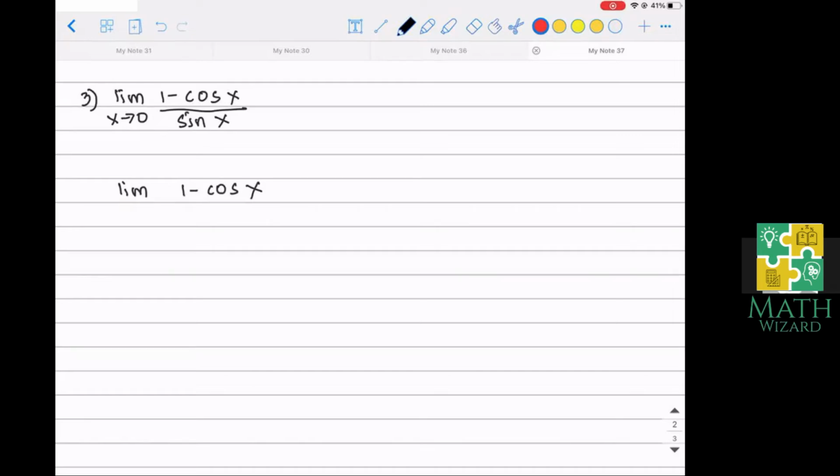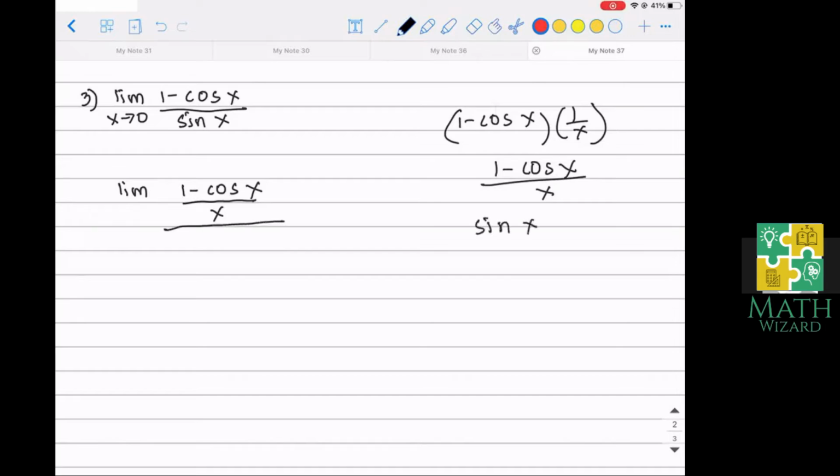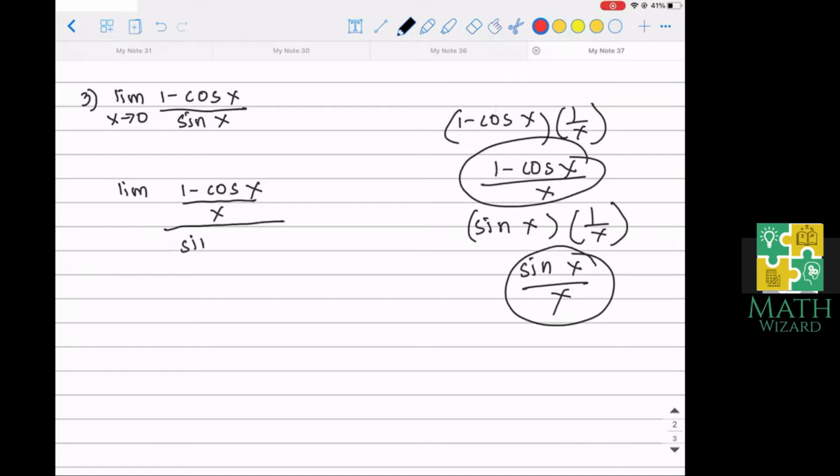When we multiply by 1 over x, automatically this becomes 1 minus cosine x over x. It's just 1 minus cosine x multiplied by 1 over x, so our answer is 1 minus cosine x over x. Over the denominator, sine x multiplied by 1 over x, this becomes sine x over x.